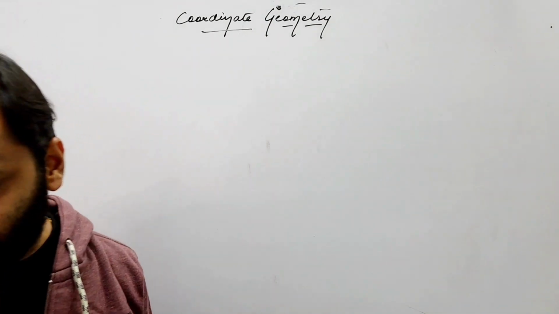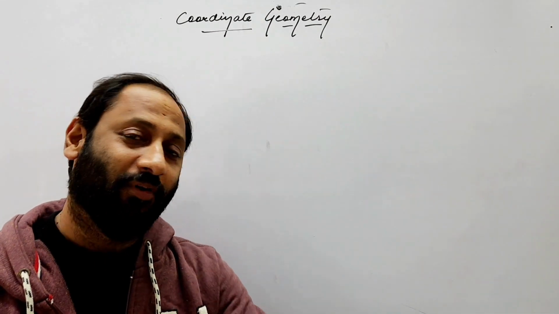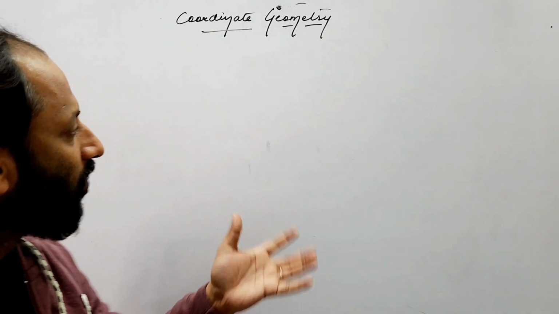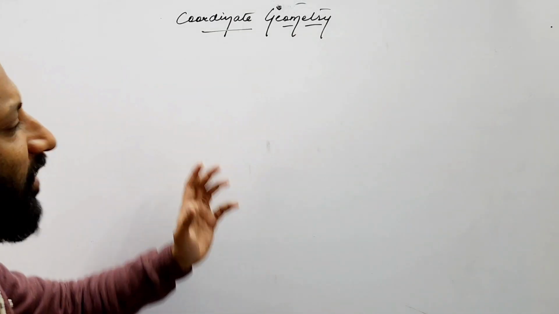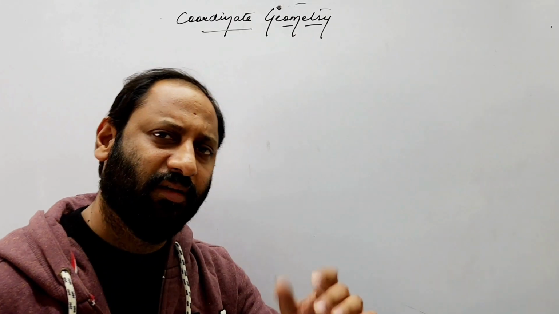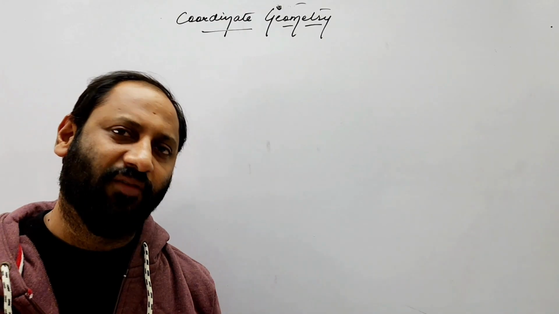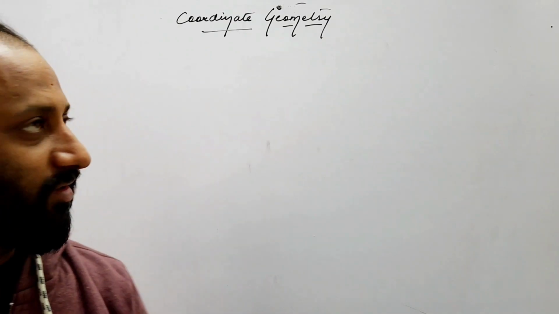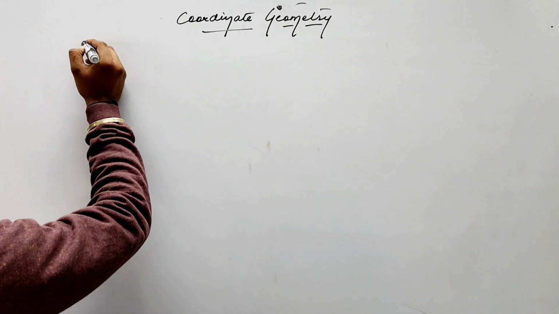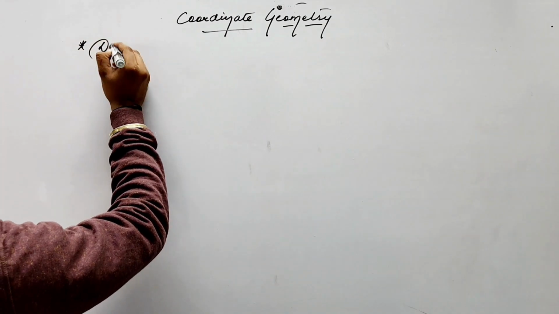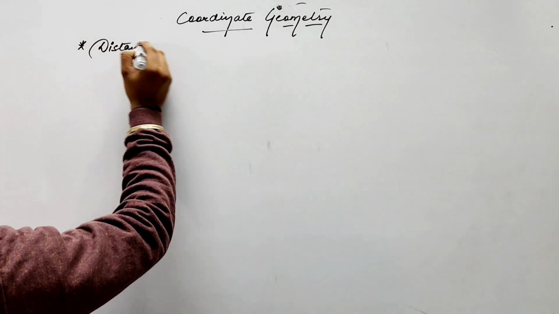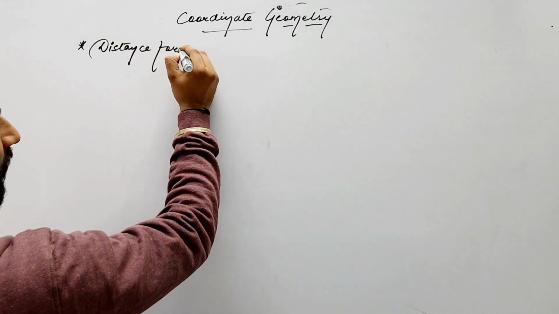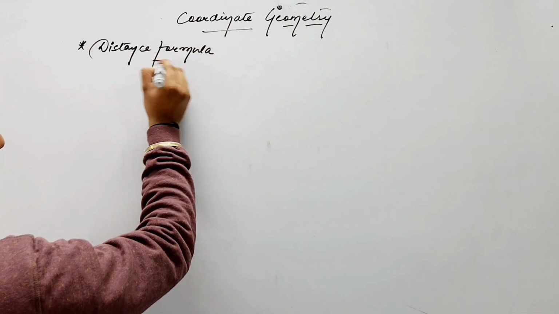Today we are going to discuss the most important and a great topic for coordinate geometry. What is in that? We have many things: study of the coordinate axis, distance formula, and section formula that we are going to discuss. Now the very first is the distance formula, which means finding the distance between 2 points.